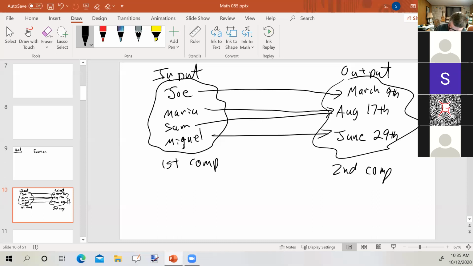Now, in terms of function language, this first component or input is called the domain, and the second component or the output is called the range. So the domain in this case would be the 4 individuals. The range would be their birthdays. Do you have any questions at this point? All right. We're going to take a look at some mathematical examples as to how that works.